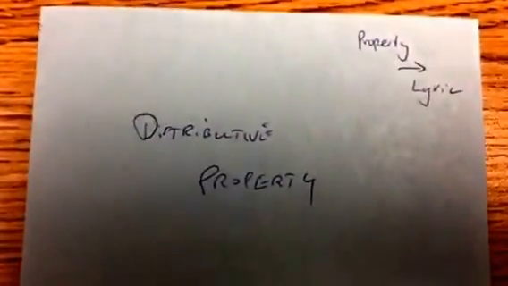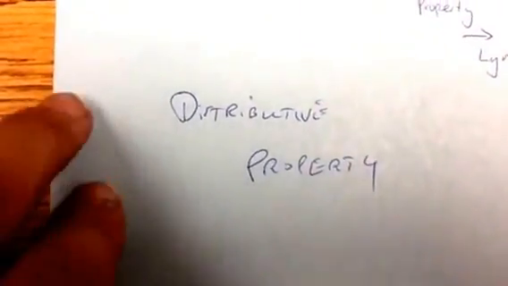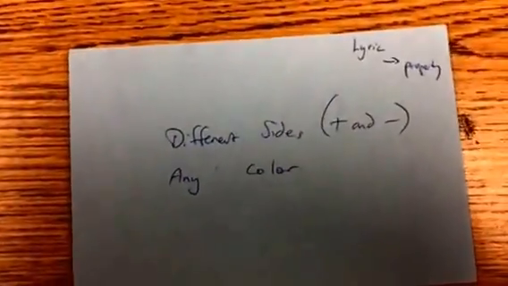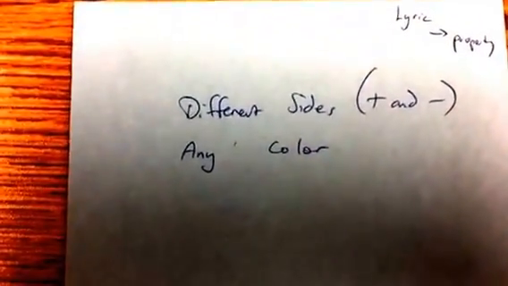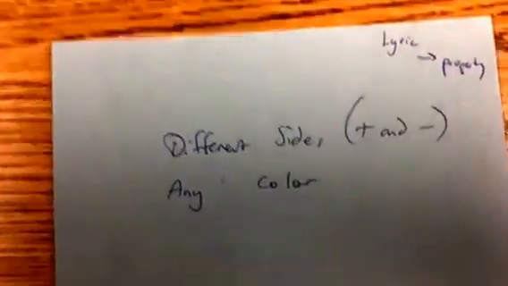Over here, distributive property, but this time it's property to lyric. Lyrics are those simple, catchy phrases we use to remember these. And in this case, it's different sides, any color. Different sides, any color. When we mean sides, we mean plus and minus. So different sides, any color, if I saw that, I would know that's a distributive property.